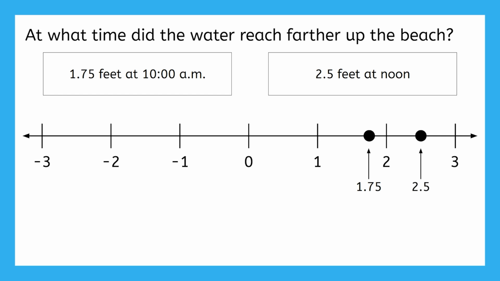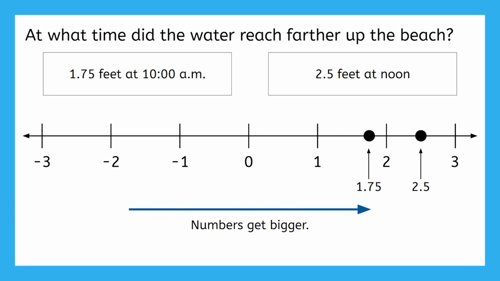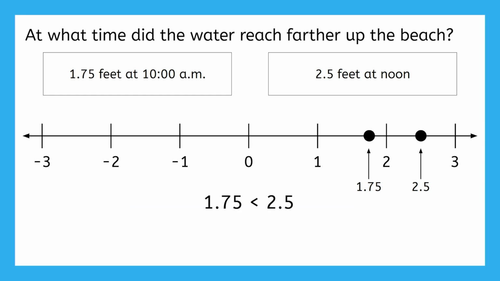On any horizontal number line, the farther you go to the right, the bigger the numbers get. So because 2.5 is farther to the right, it's the bigger or greater number. Written as an inequality, we would say that 1.75 is less than 2.5. That means that the water reached farther up the beach at noon.